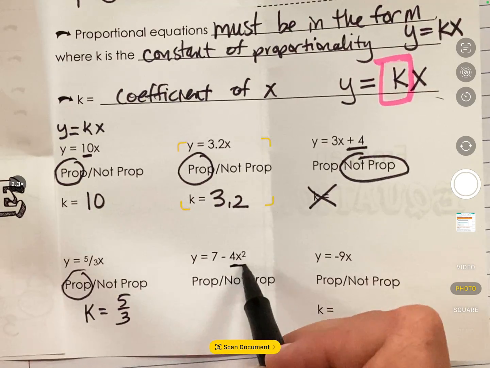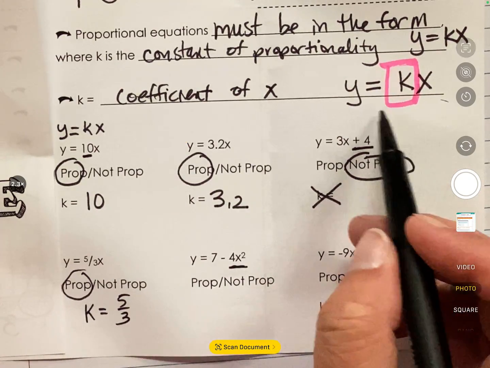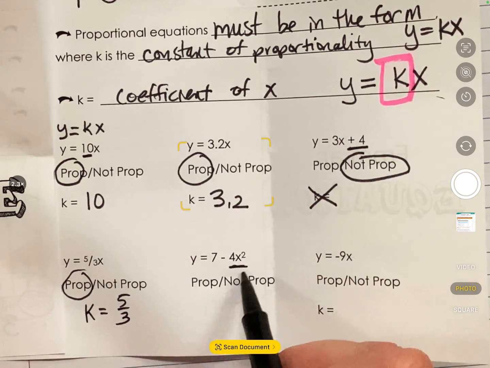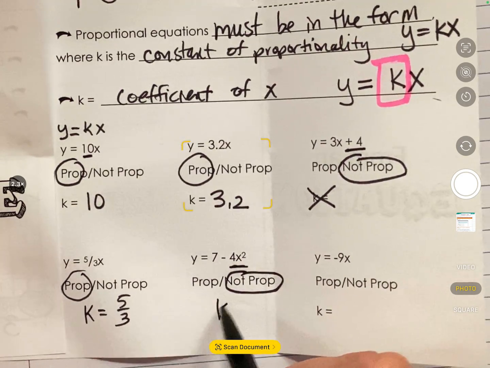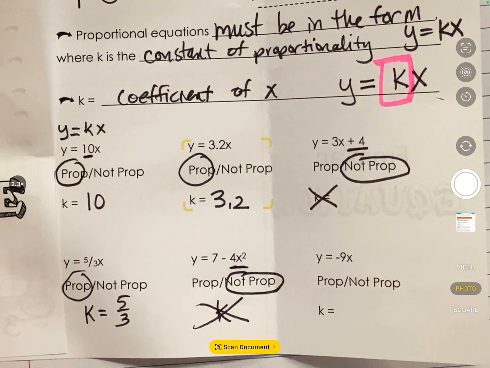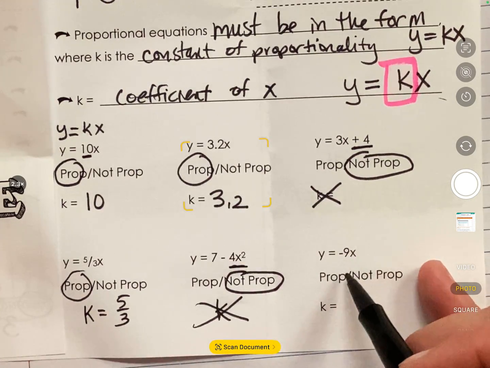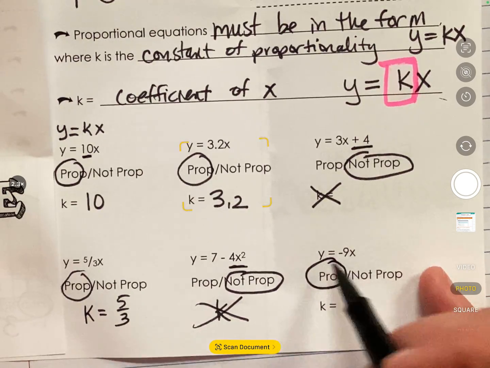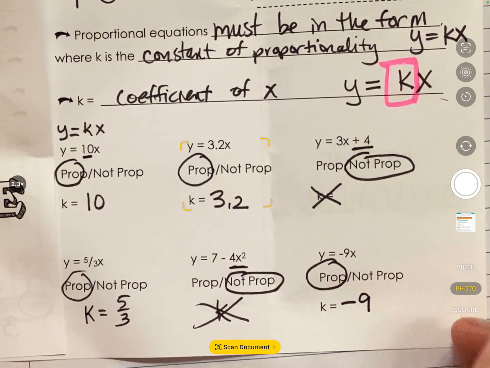This next one has an x squared. That is not in our equation. It also has something added or subtracted. This is not proportional, so there would be no k. And the final one does match. It has a -9 multiplied by the x, so our k here is -9.